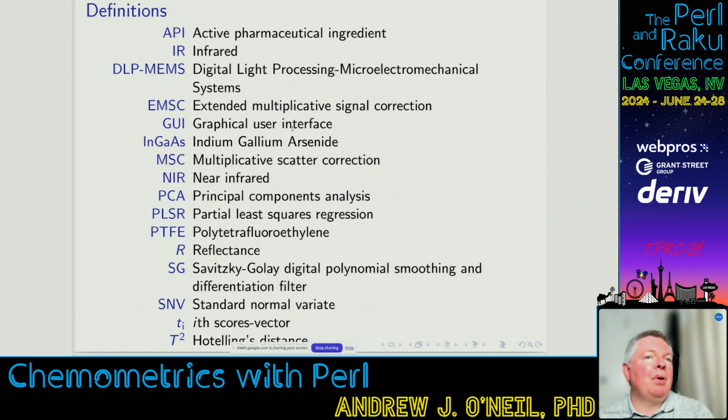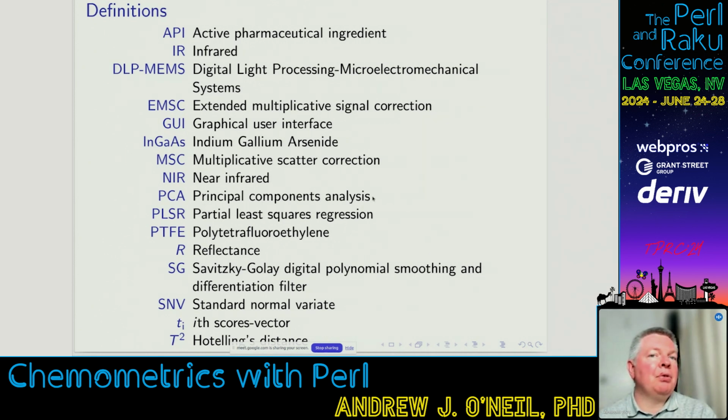EMSC is a type of data processing for NIR spectra. It's extended multiplicative signal correction. GUI, everybody will know, is graphical user interface. InGaAs is the type of semiconductor that responds to near-infrared radiation. It's indium gallium arsenide. Multiplicative scatter correction, MSC, is another type of data processing of spectra before actually identifying with the chemometric model. NIR is near-infrared.